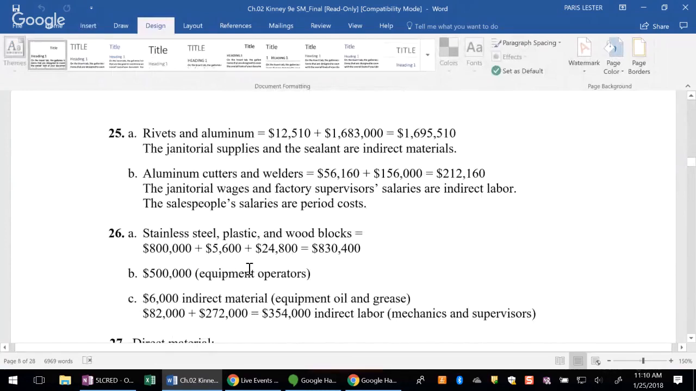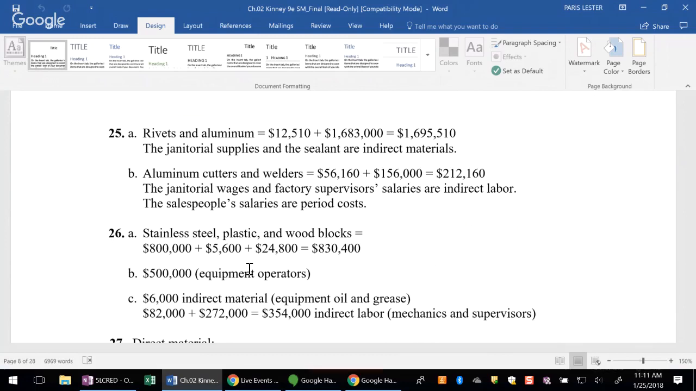Look at your answer for number 26. Stainless steel, plastic, and not Lorenzo, they did put in the wood blocks, because they're selling the knives as a set. If you sell the knives as a set, the wood block becomes part of it. But if you left that out, it would also be okay because you got materials, labor, and overhead to build those blocks. It's a separate item, in my opinion.